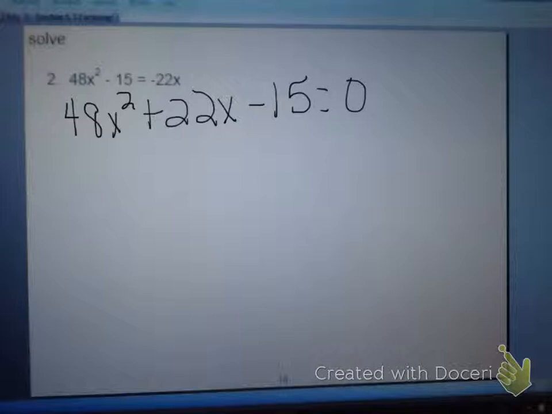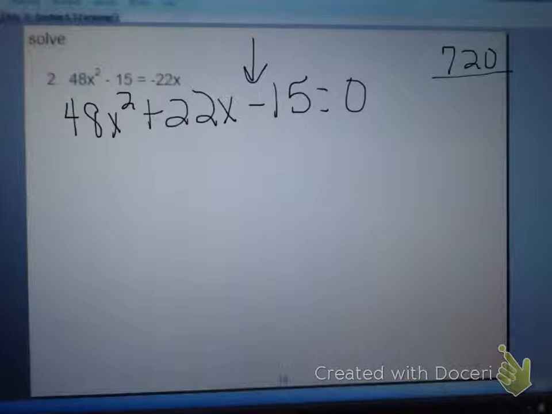We can do the guess and check method or the AC method. We are going to do the AC method. So we multiply 48 times 15 and get 720. Now, because the last sign is negative, the signs are going to be different. So we want to find factors of 720 that subtract to get 22.